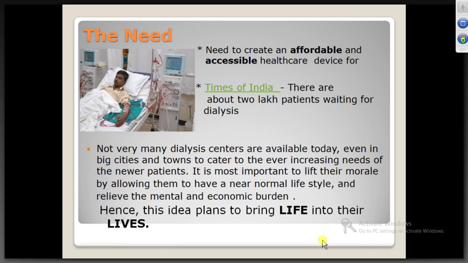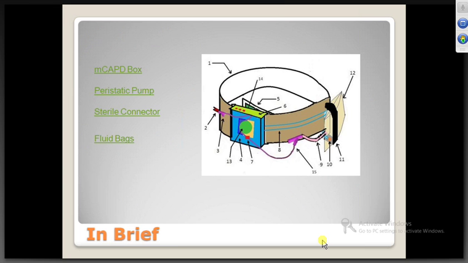So the idea of MCAPD is, as I summed up, to bring life into their lives, is my motto of bringing out this particular product. So this is a rudimentary picture of what I'm trying to conceive, of which almost 70% is over. So you can see that my device is a wearable device. This is a belt which can be worn on your waist. And this is the device which I'm trying to create, which will take care.